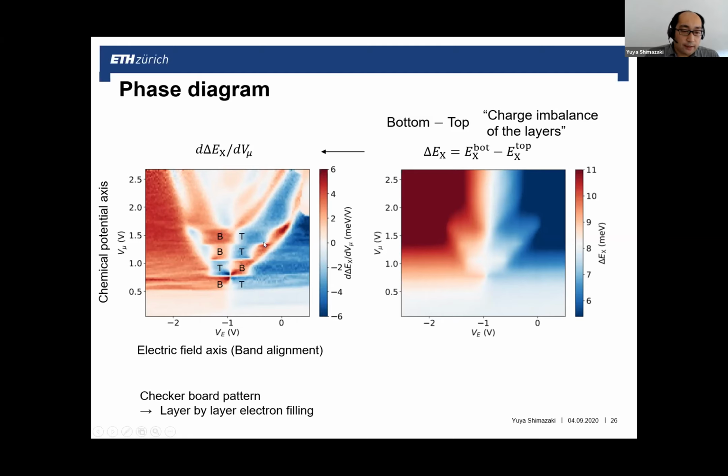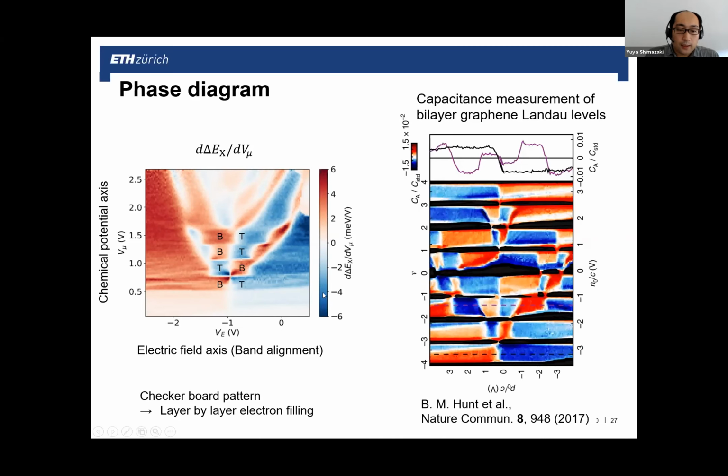This checkerboard pattern indicates that there's a layer-by-layer electron filling, telling us there's some subband structure in the system. This kind of checkerboard behavior has been reported in capacitance measurements of bilayer graphene Landau levels, for example. Now we are doing this by purely optical spectroscopy. So this is kind of an optical capacitance spectroscopy.